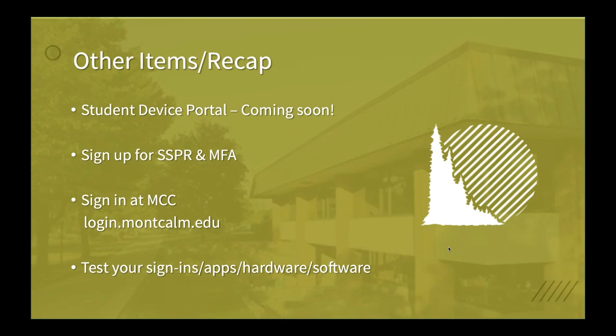Don't forget to sign up for Self-Service Password Reset. Use the Authenticator app, and that'll also get you set for multi-factor authentication when we get that turned on for you. Like I said, if you have any questions, contact the service desk. Don't forget that sign-in area, login.montcalm.edu. That's the route you want to take. I know others are comfortable with going to the MCC website and going that route. Whatever works best for you, I guess, but this is definitely the easiest way.